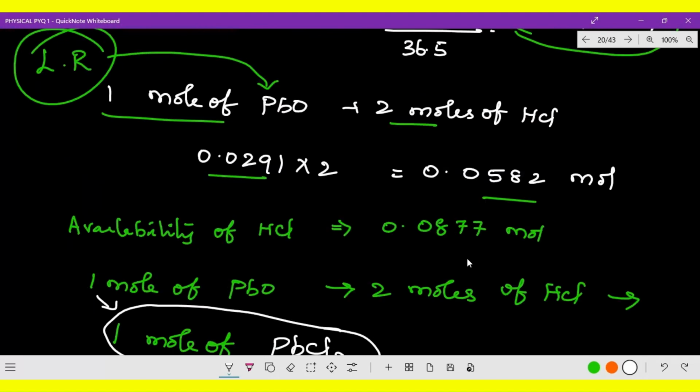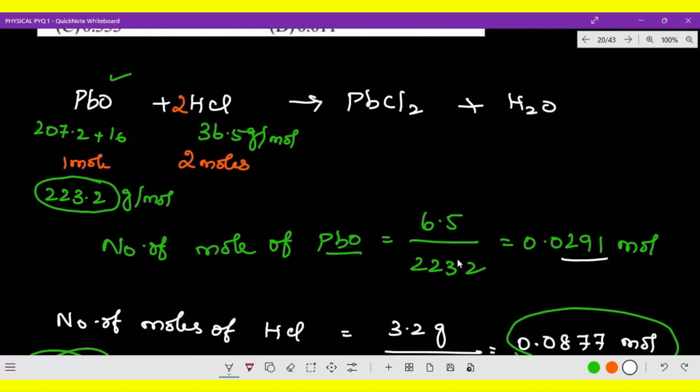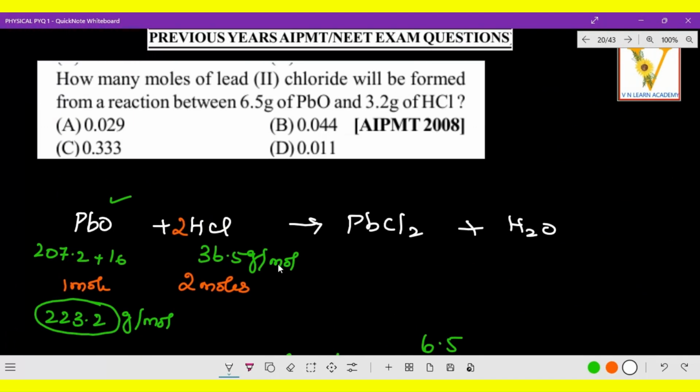Which is the correct option? Let us go and find the answer in the options. Yes, option A is the correct option. I hope you got the clarity on how to identify. If you write the balanced equation, you are able to identify the number of moles as well as the limiting reactant, and find the answer. Let us go for the next question.